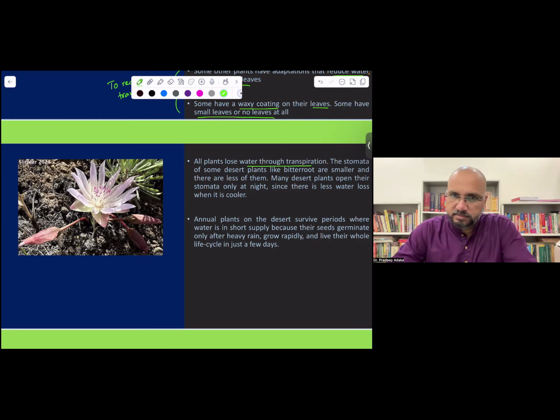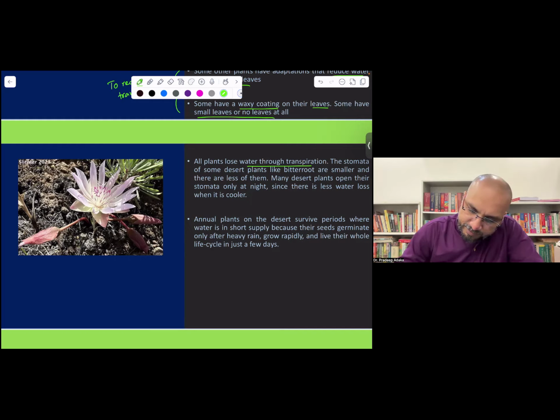So leaves, through leaves, stomata are present on the leaves. Most of the water is lost through leaves. So in order to conserve, either they modify their leaves or reduce the size of the leaf, so that surface area will reduce, so number of stomata will reduce. So some kind of adaptation to reduce the transpiration.